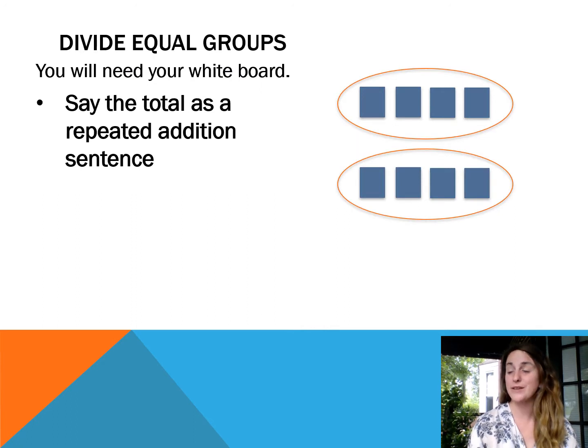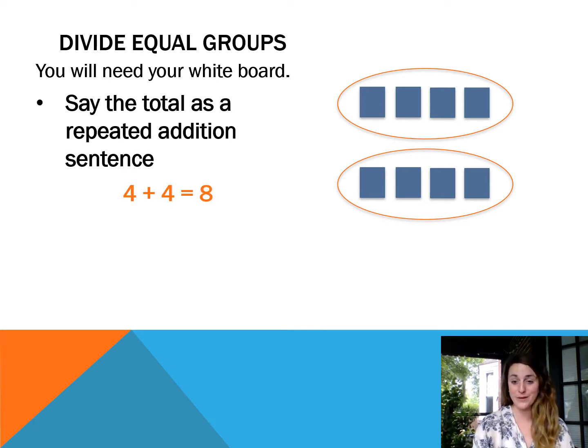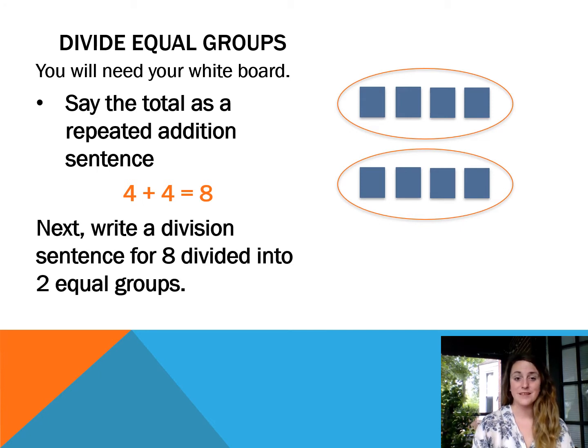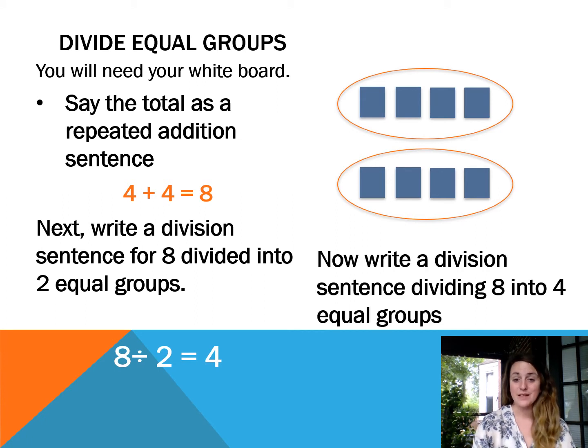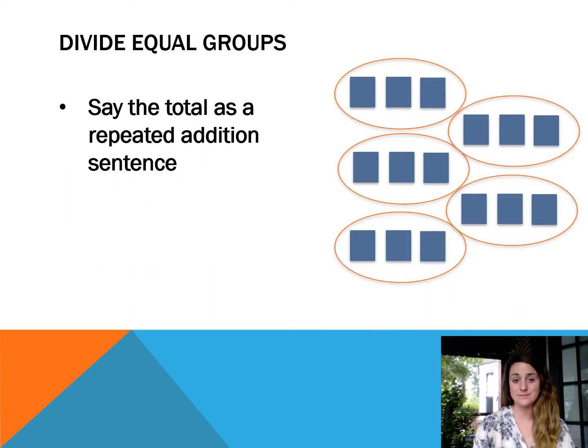Great job. You will next need your whiteboard. Say the total as a repeated addition sentence. 4 plus 4 equals 8. Next, we'll write a division sentence for 8 divided into 2 equal groups. 8 divided by 2 equals 4. Let's write another division sentence dividing 8 into 4 equal groups. 8 divided by 4 equals 2.